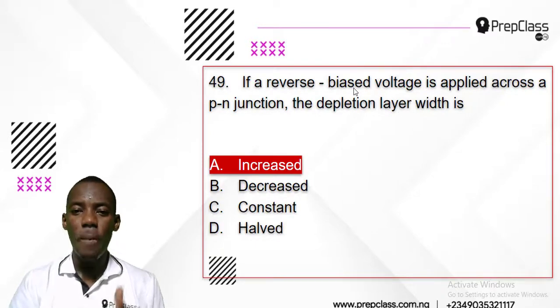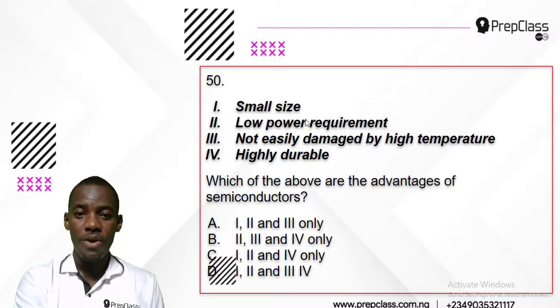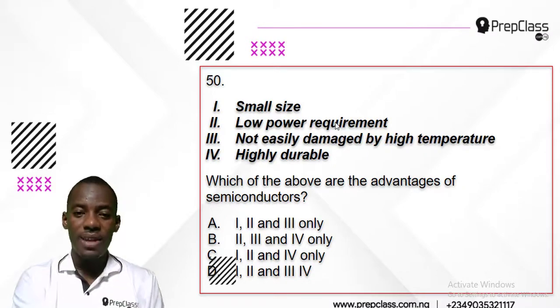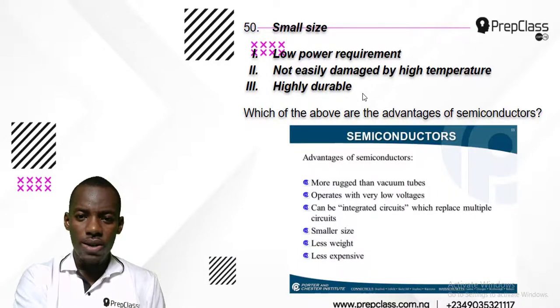But if it is a forward bias voltage, this layer gets smaller, and that is the way it is constructed for semiconductors. That's the truth for number 49. Now, number 50 says small size, low power requirement, not easily damaged by high temperature, highly durable. Which of the following are the advantages of semiconductors? Now, do you have any idea? Let's take a look.